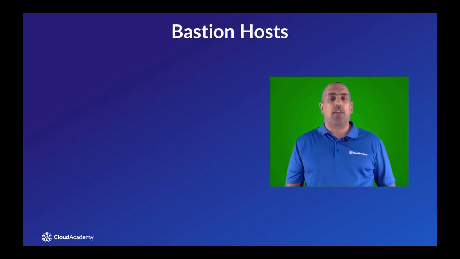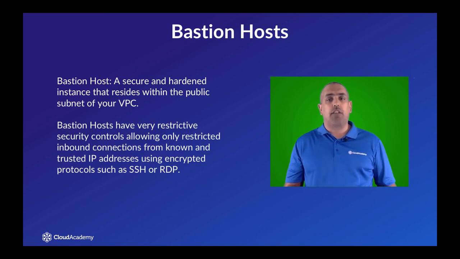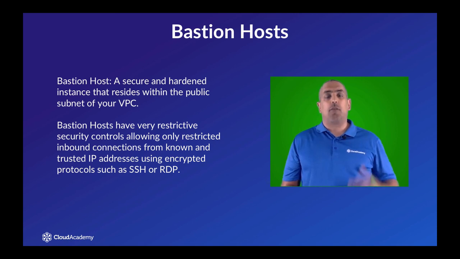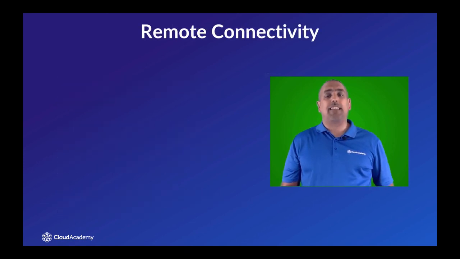The final part relating to security in your VPC that I covered was the use of Bastion hosts. Now, a Bastion host is a secure and hardened instance that resides in the public subnet of your VPC. It has very restrictive security controls, allowing restricted inbound connections from known and trusted IP addresses, usually using SSH or RDP protocols. And these security controls then allow your engineers to perform a remote and secure connection to the Bastion host, where the instance acts as a jump server, allowing engineers to SSH or RDP into instances residing in your private subnets.